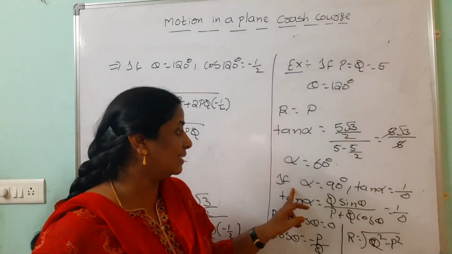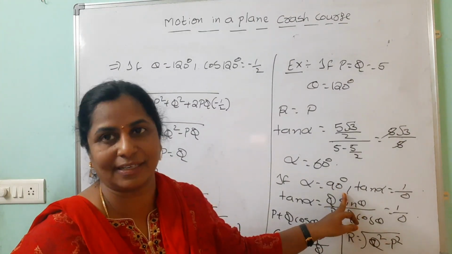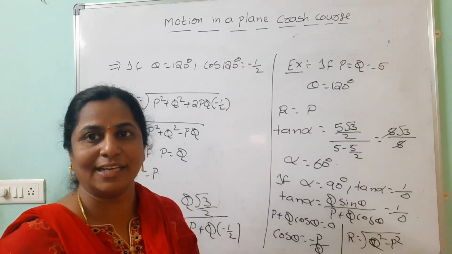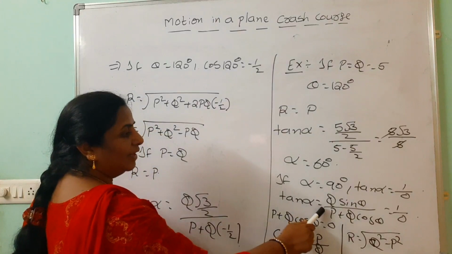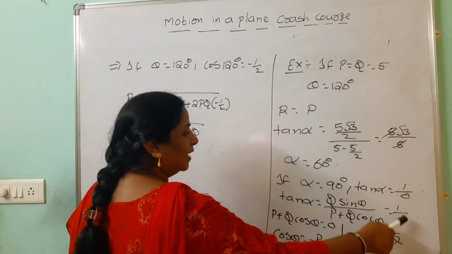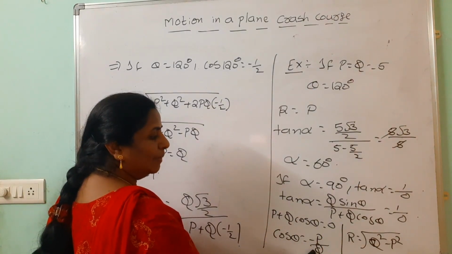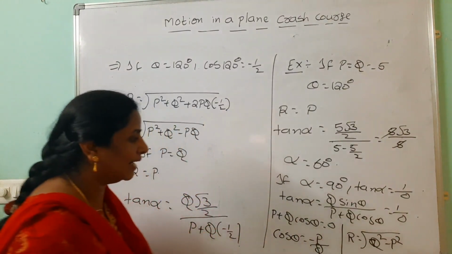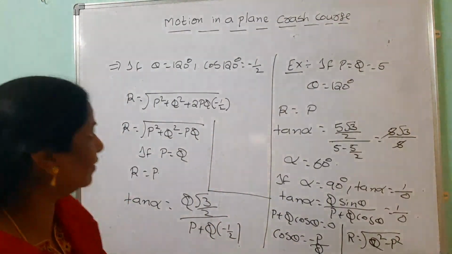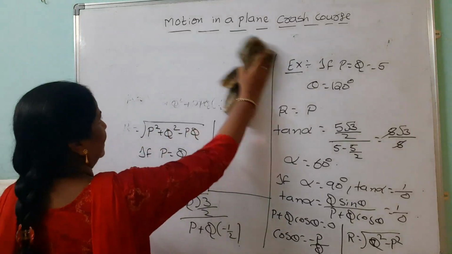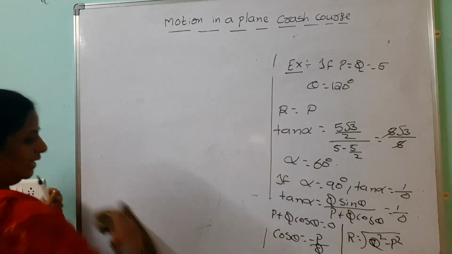Then our next case is if alpha is 90 degrees, the resultant is perpendicular to one of the vectors. That one vector we are taking as P bar. You know that tan alpha is infinity, so the denominator is 0. When we substitute, you get P plus Q cos theta equals 0. Sending P to that side, cos theta is minus P by Q. Then R equals under root Q square minus P square. Suppose we take one example based on this. It is a very important concept.